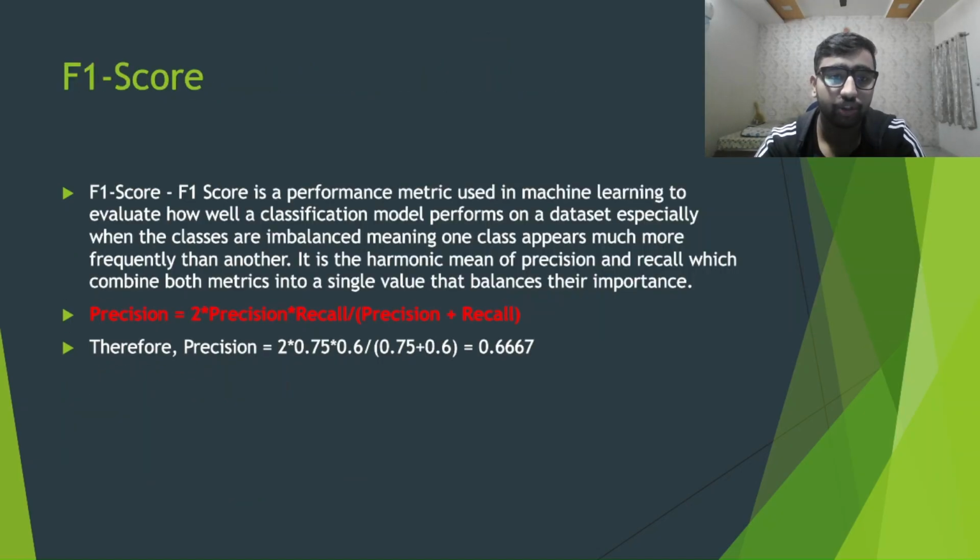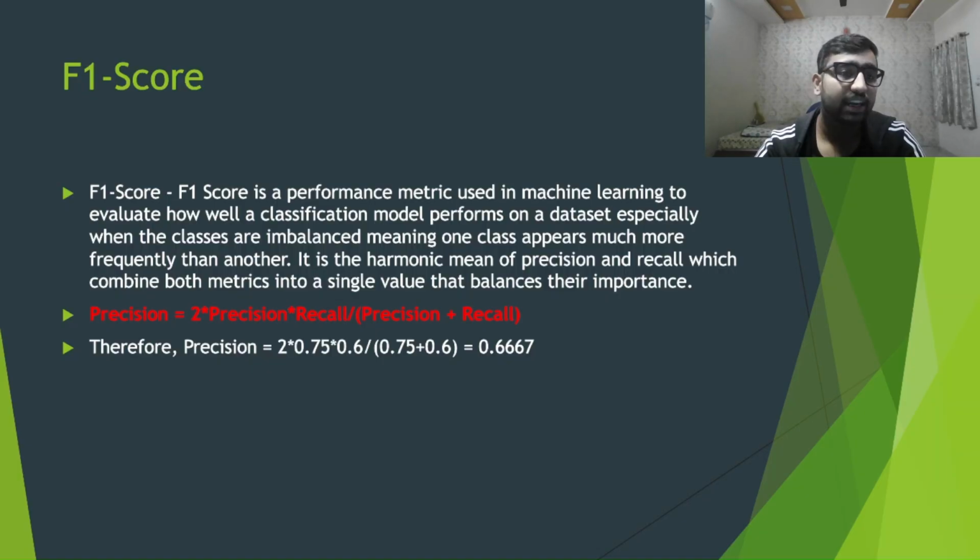Now let's move on to the next. Next is the F1 score. The F1 score is a performance metric used in machine learning to evaluate how well a classification model performs on a dataset, especially when classes are imbalanced, meaning one class appears much more frequently than the other. It is the harmonic mean of precision and recall, which combines both metrics into a single value that balances their importance.